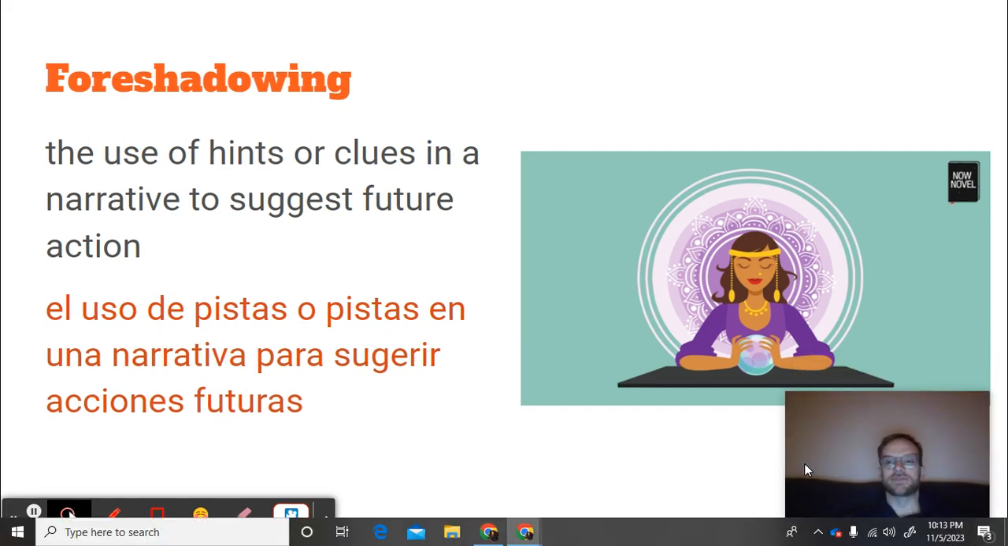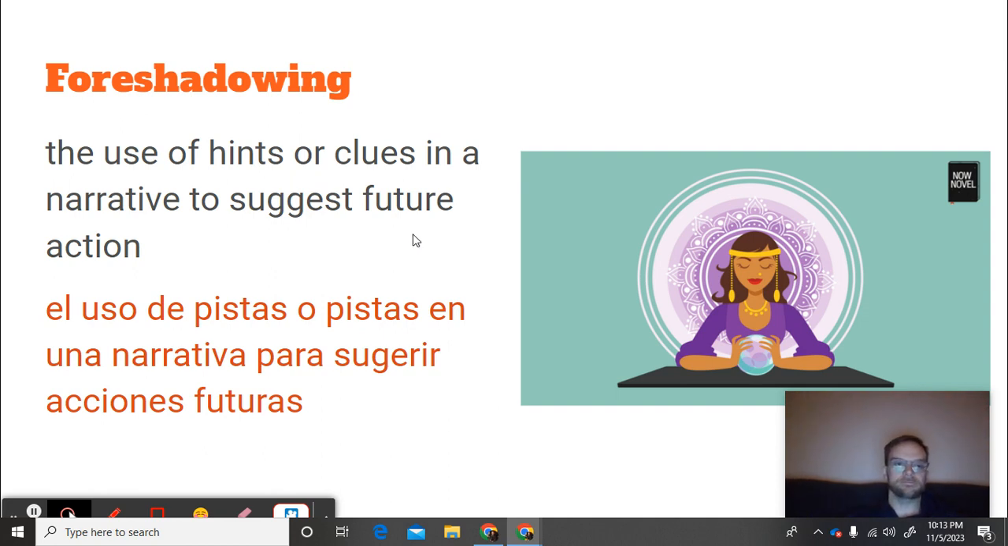Foreshadowing is a dramatic device. It's the use of hints or clues in a narrative to suggest a future action. You can think of it as a hint or a clue about what's going to happen. That's why in the picture there's a fortune teller. It's a clue about what's gonna happen later on.